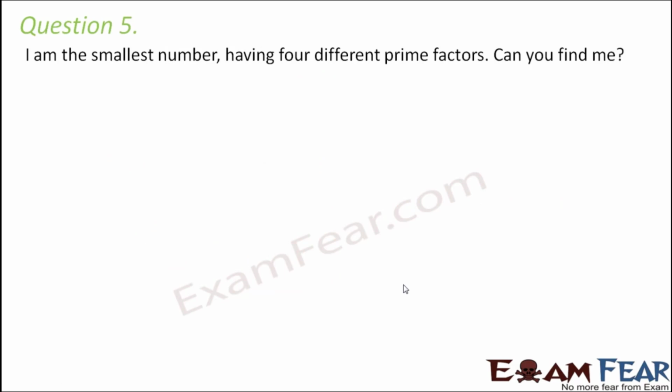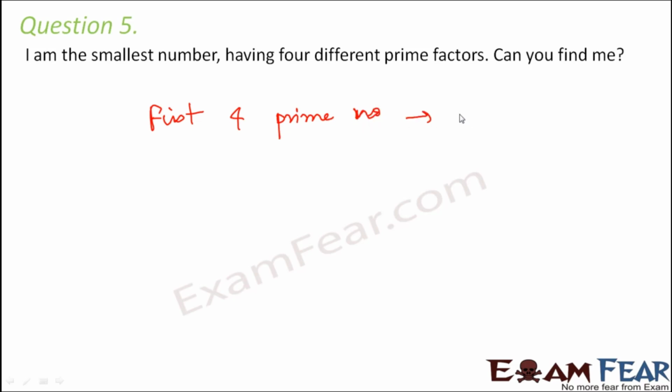Question number 5. I am the smallest number having 4 different prime factors. Can you find me? So it is the smallest number with 4 different prime factors. Okay, so what are the 4 smallest prime numbers? Let us first decide which are the smallest prime numbers. So first 4 prime numbers. Let's first find out the first 4 prime numbers.